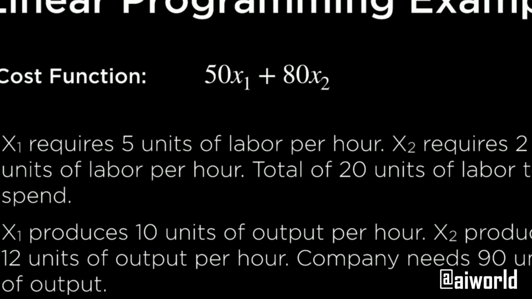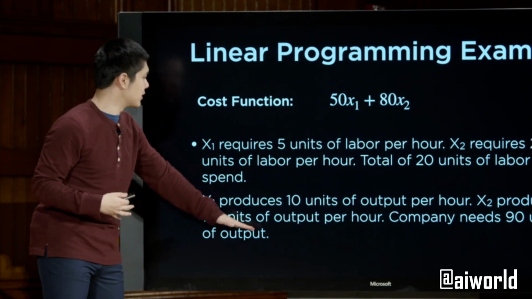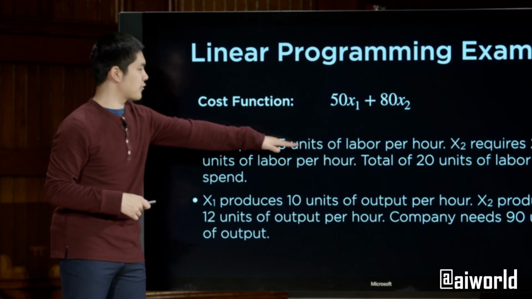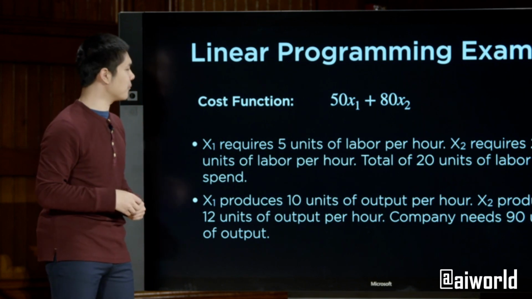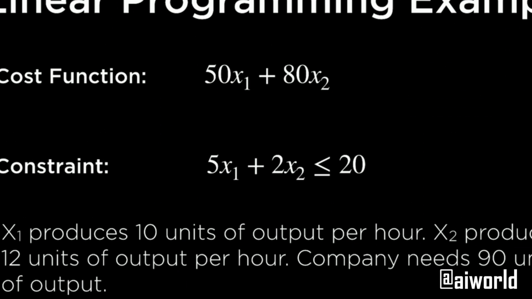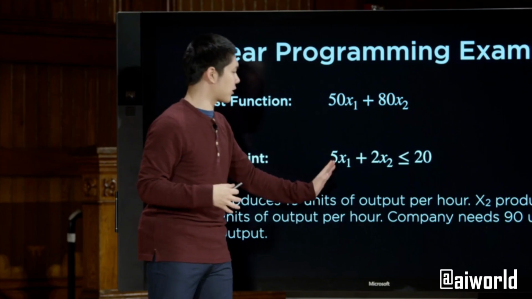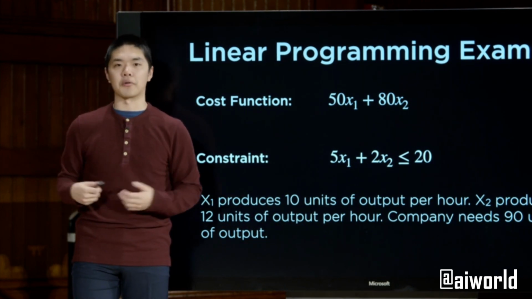This is an example of a linear equation, just some combination of these variables plus coefficients that are placed in front of them. And I would like to minimize that total value. But I need to do so subject to these constraints. x1 requires 5 units of labor per hour, x2 requires 2, and we have a total of 20 units of labor to spend. And so that gives us a constraint of this form: 5 times x1 plus 2 times x2 is less than or equal to 20. 20 is the total number of units of labor we have to spend, and that's spent across x1 and x2, each of which requires a different number of units of labor per hour, for example.